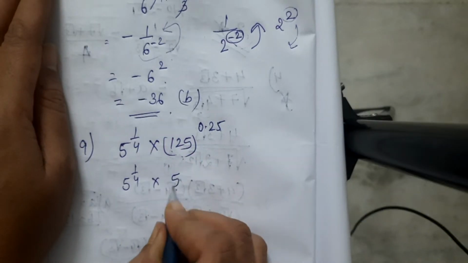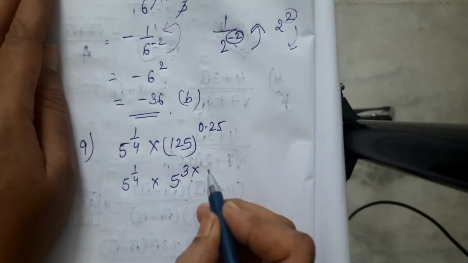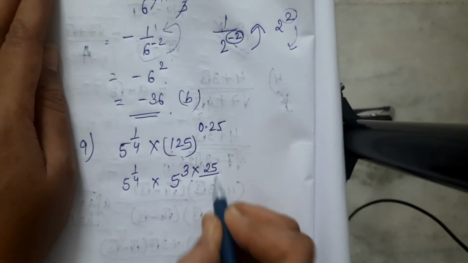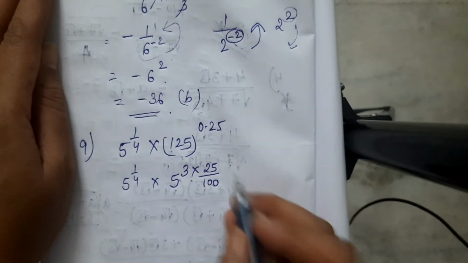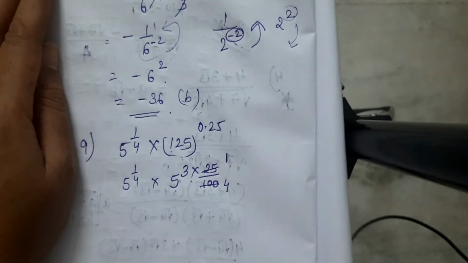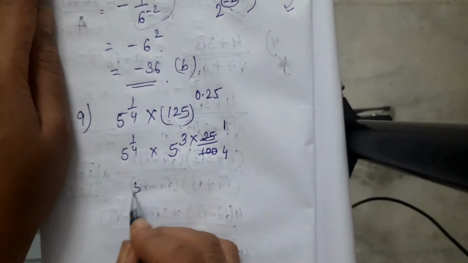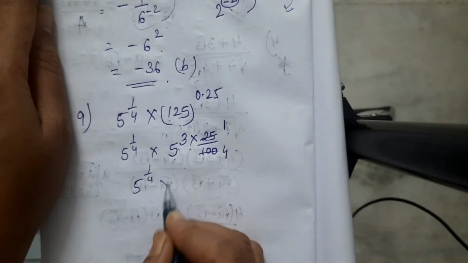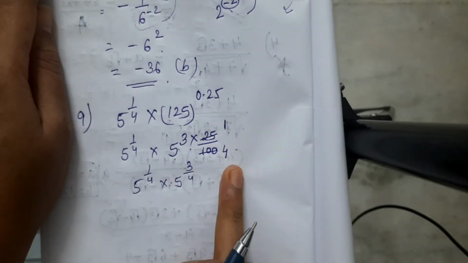So let's make it 5 cube. Here it is 25, so we can write 25 upon 100. I removed this decimal. Now cancel it. 25 ones are 25, 25 fours are 100. Simple fractions we did. So here it is 5 raised to 1 by 4 multiplied by 5 raised to 3 by 4. 3 by 4 is there.